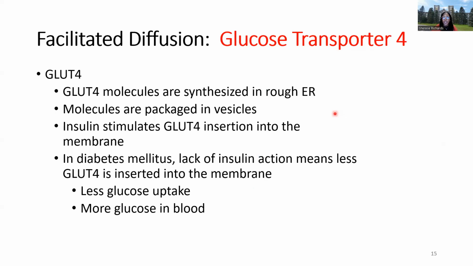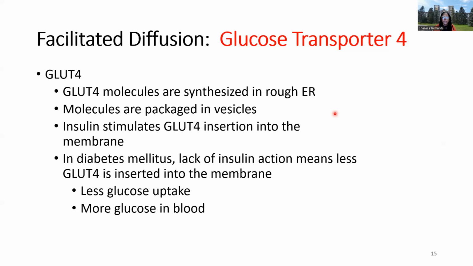Now, a classic example here is the GLUT4 transporter. This is what helps to transport glucose across the membrane. Whenever we need more movement of glucose, we're going to simply upregulate the insertion of GLUT4 transporters into the cell membrane. Because these are proteins, they're going to be synthesized on rough endoplasmic reticulum, which is where we synthesize proteins that are made to be inserted in the membrane. If you remember this from your foundations.